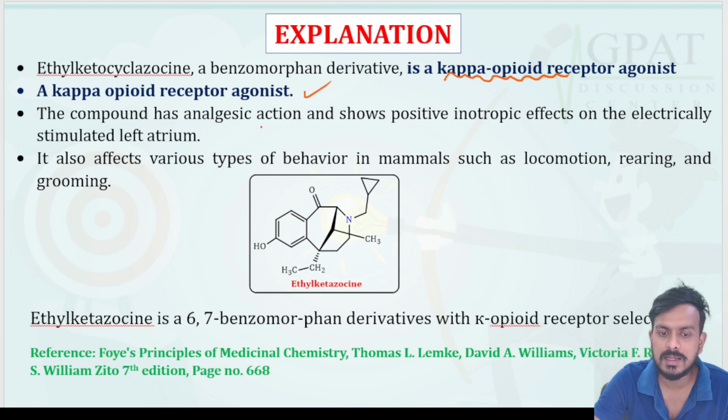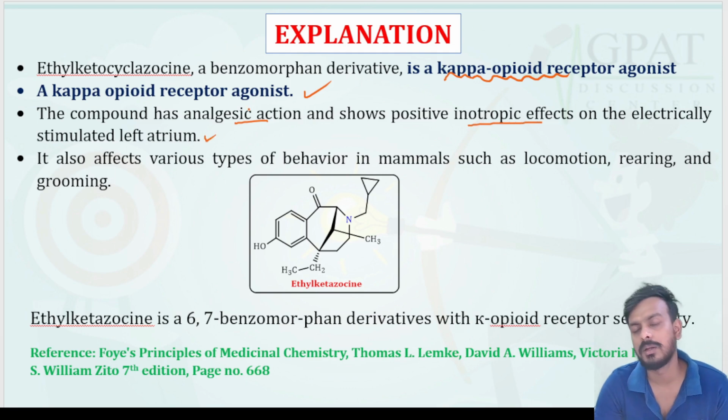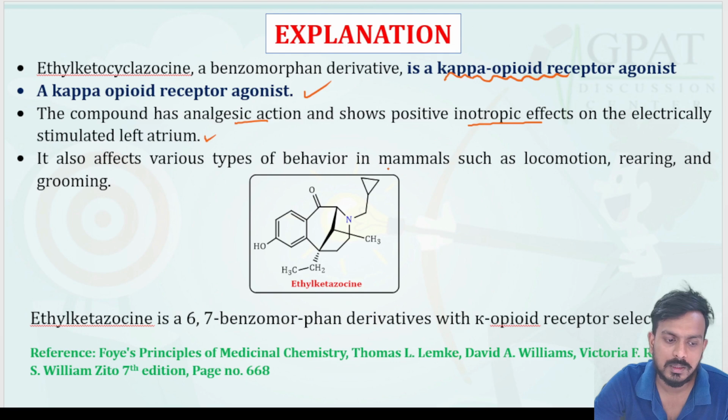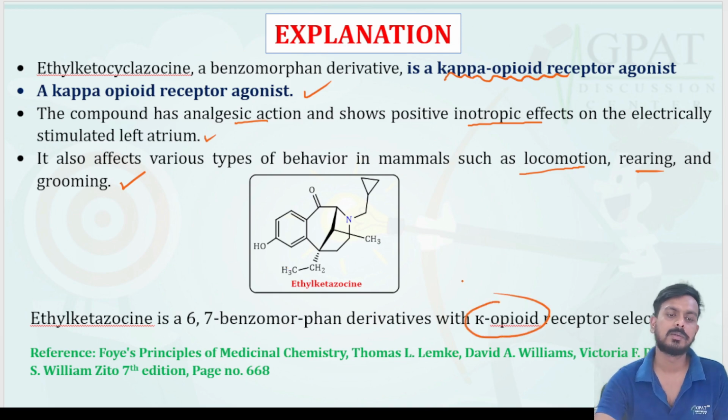The compound has an analgesic action and also a positive inotropic effect on the electrical stimulus of the left atrium. Along with the analgesic property, it shows inotropic property. It also has various behavioral effects in mammals, such as locomotion, rearing, and grooming. Ethylketocyclazocine is a derivative which acts on the kappa receptor.